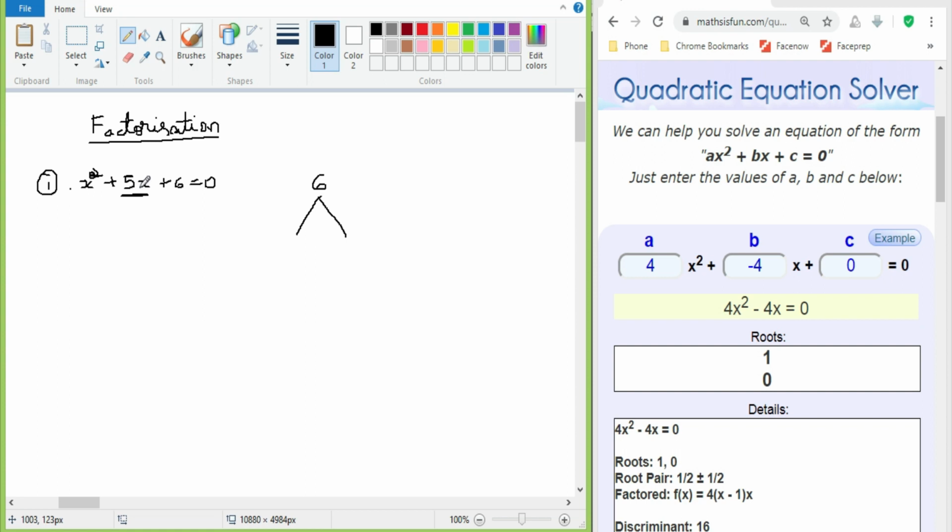Let's clearly understand. I hope everyone knows this simple technique. So by factorization, I can say the numbers are 2 and 3, because 2 times 3 gives 6 and 2 plus 3 is 5, right? So what we are going to do here is write x square plus 2x plus 3x plus 6 is equal to 0. We are splitting the middle term here. After that, we are going to take x common, x into x plus 2 plus 3 into x plus 2, which is equal to 0.